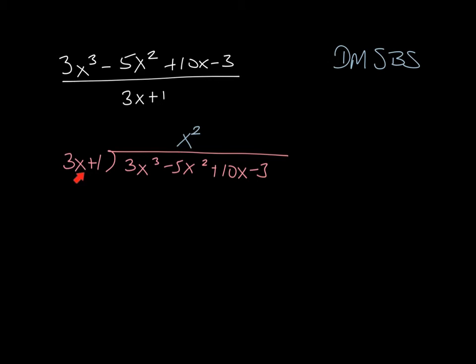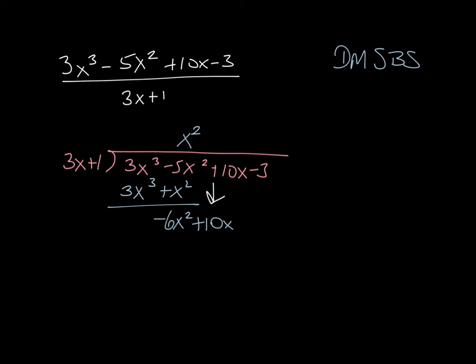x squared times this binomial will be 3x cubed plus x squared. Subtract is the next step. 3x cubed minus 3x cubed is 0. Negative 5x squared minus x squared is negative 6x squared. Again, always be careful with that subtraction with your signs. Then we're going to bring down this positive 10x. And then we start over.